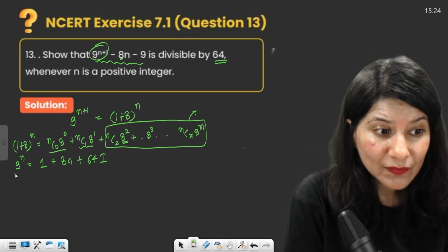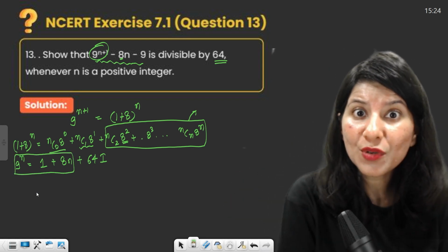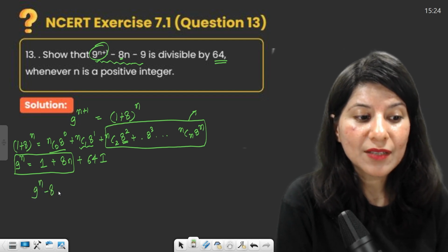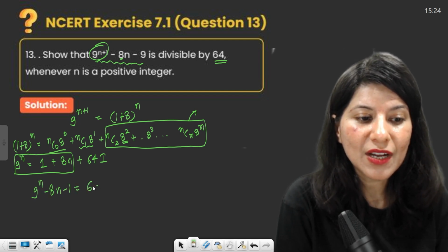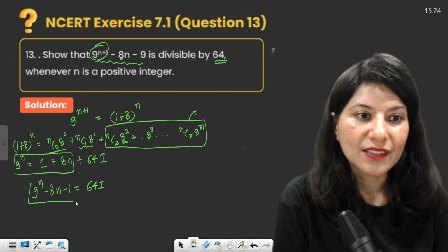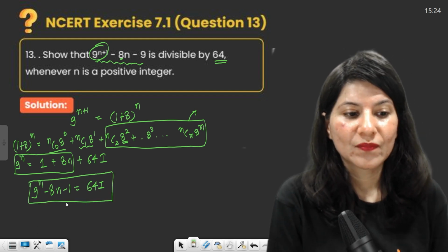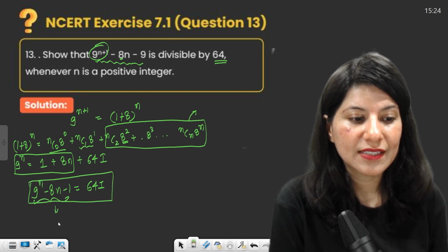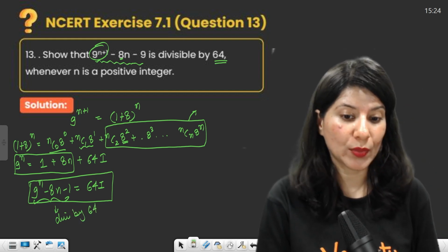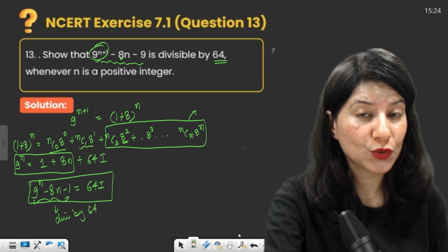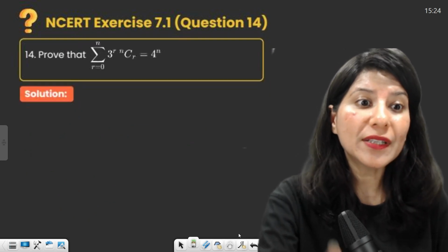So now just look at this. This is what you were looking for. 9 raised to power n minus 8n minus 1 is actually coming out as 64k. So that means that this thing is divisible by 64. That's how we do such questions. Keep that in mind. This is a very good question, important for your competitive exams as well.